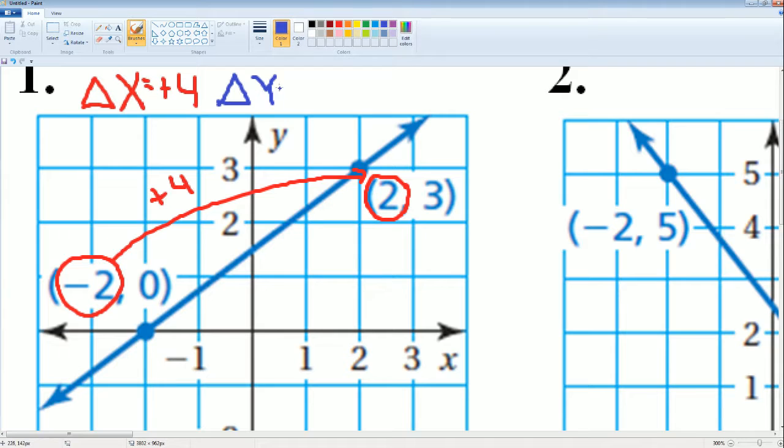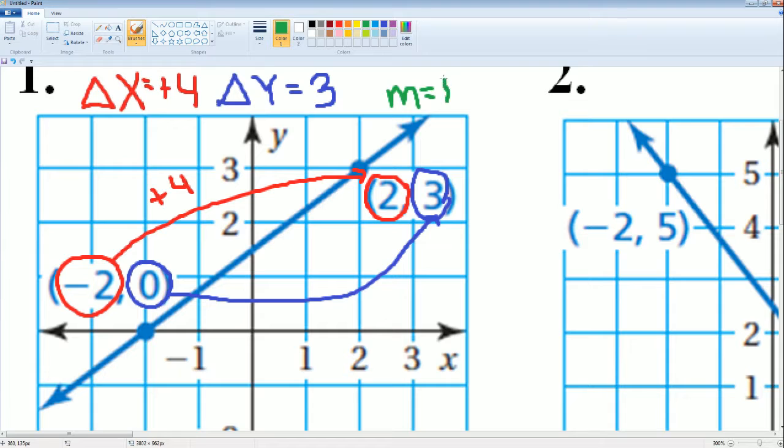Next, let's look at how the y is changing. It goes from 0 all the way to 3. Goes up by 3. So the slope is defined as delta y over delta x, which is going to be equal to, what's your delta y? 3. What is your delta x? 4. There you go. That is how you find the slope.